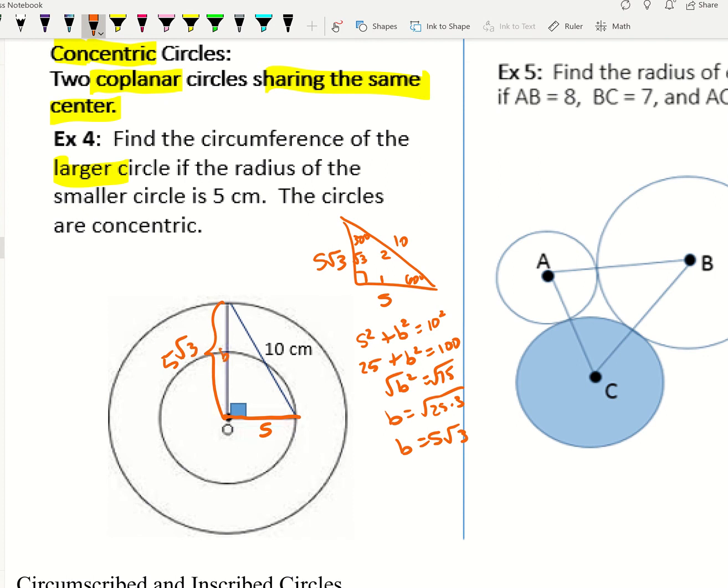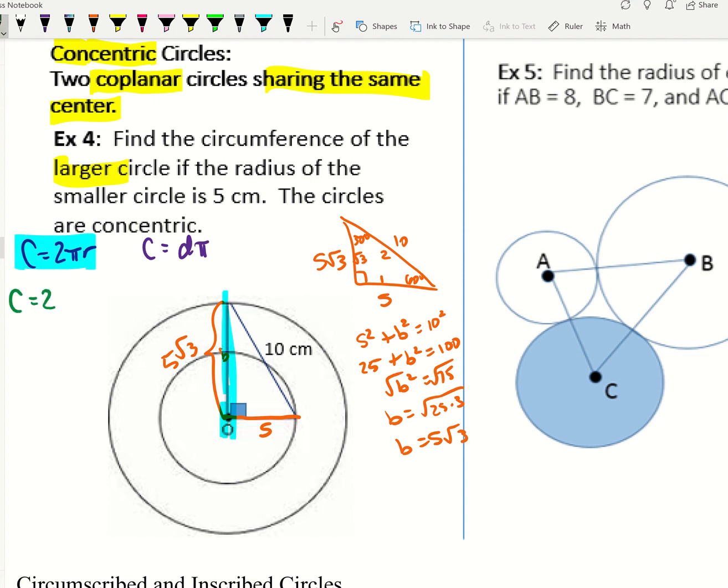And we want the circumference of the larger circle. So what we would want for the larger circle is either its radius or the diameter. Remember, there's two formulas for circumference depending on what you want to use. Well, this 5 root 3 that we just found is the radius of the bigger circle. So maybe I'll use this one just because I have a radius.